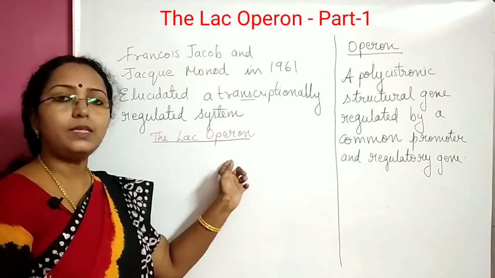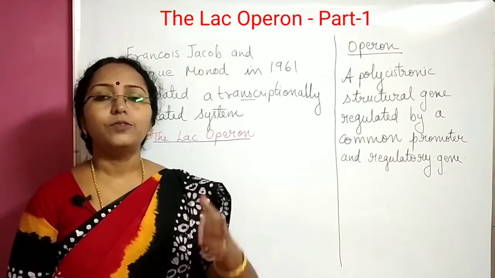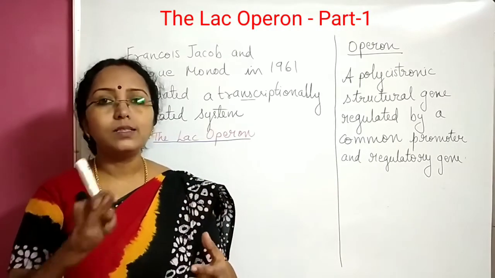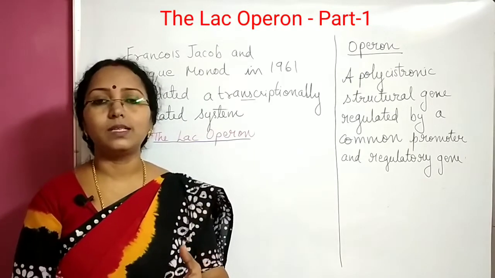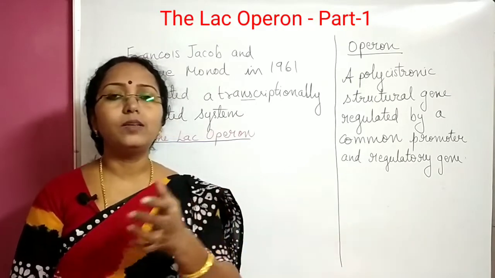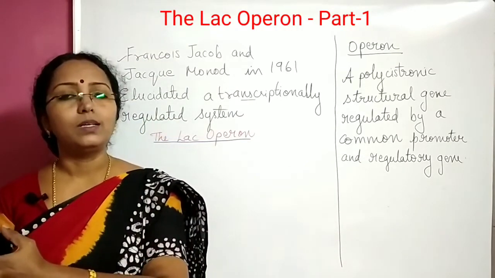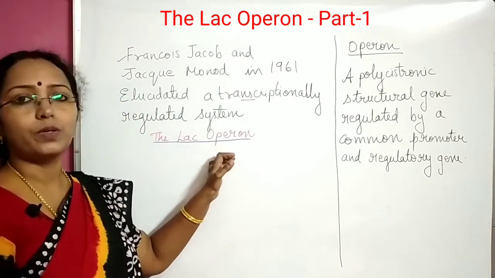This is mostly seen in prokaryotes only. In the case of eukaryotes, for every gene there is a promoter and there is a regulator for regulating its expression. But in prokaryotes, for many genes together, there will be one promoter and one regulator. So such an arrangement of genes, you call them as operon.